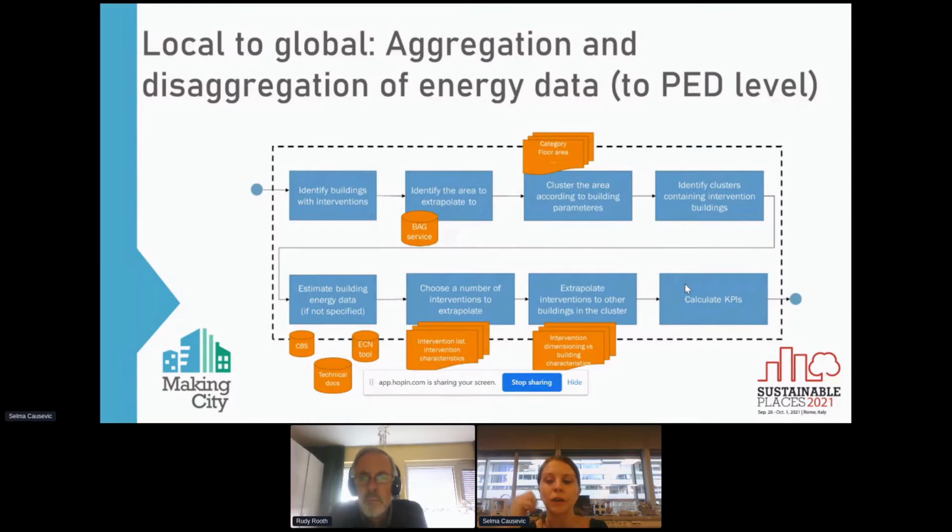This is actually a work in progress. So this part we do not have implemented, but this is the way we would propose how to go from an individual to an aggregate level to get energy balances.